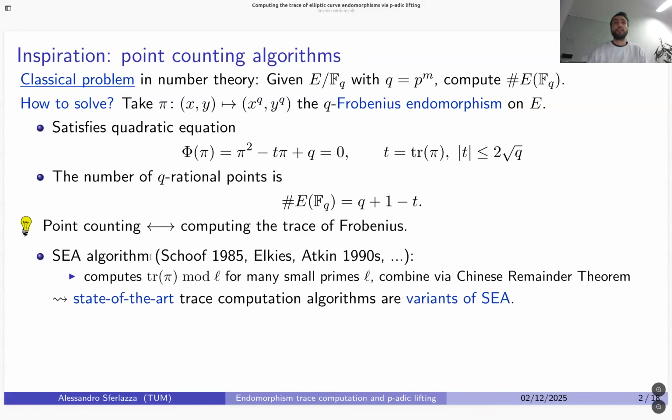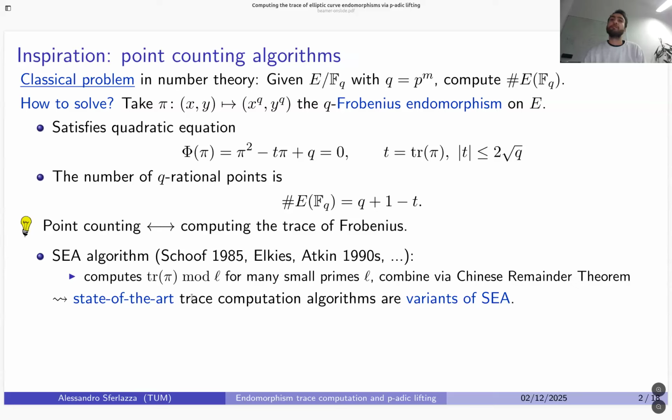So thanks to this observation, the state-of-the-art algorithm for trace computation used the first algorithm for point counting, which was devised by Schoof, proposed in '85, and optimized by Atkin, and then further optimized in the past 2 decades. That basically tries to compute the trace of this Frobenius endomorphism modulo many small primes and combine them to get the trace as an integer.